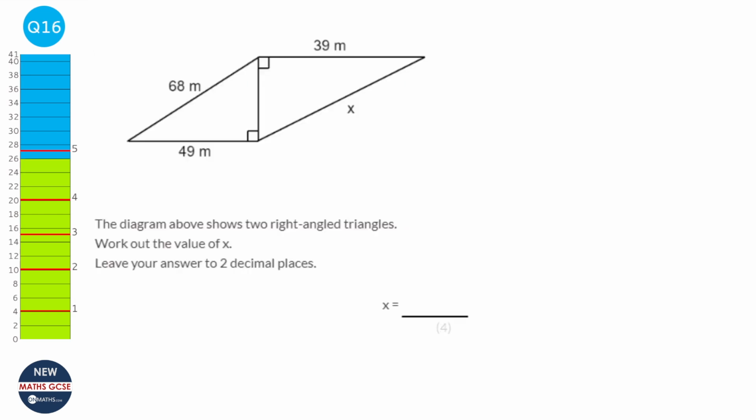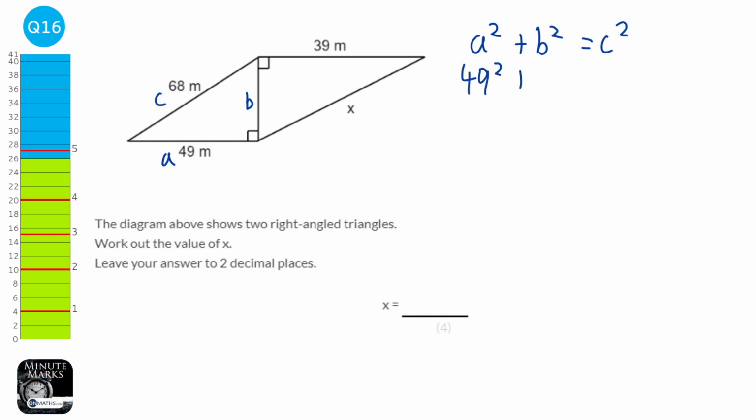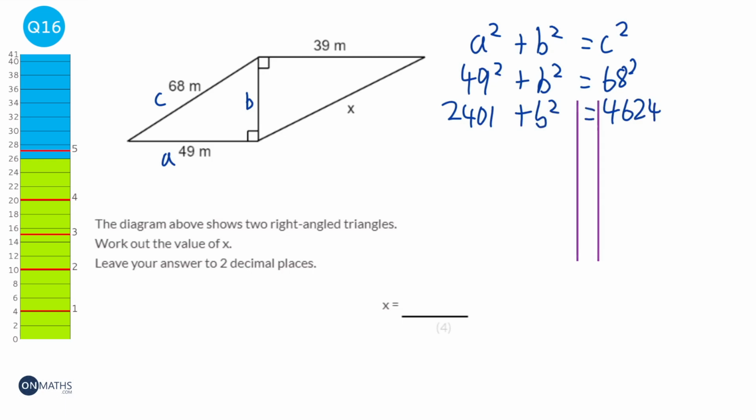We can't work out what x is straight away, but we can find this value here. And we know with Pythagoras we can find a third length if we've got the other two in a right angle triangle. So a squared plus b squared equals c squared. And a and b were labelled. C is always opposite the right angle, so it'd be 49 squared plus b squared equals 68 squared, and 49 squared is 2,401, and 68 squared is 4,624. So we are solving here, so let's get our lines down.